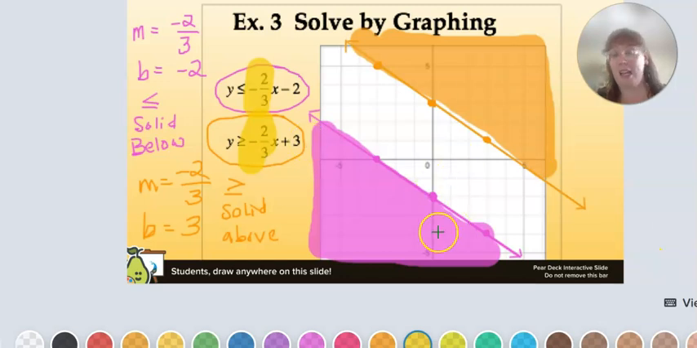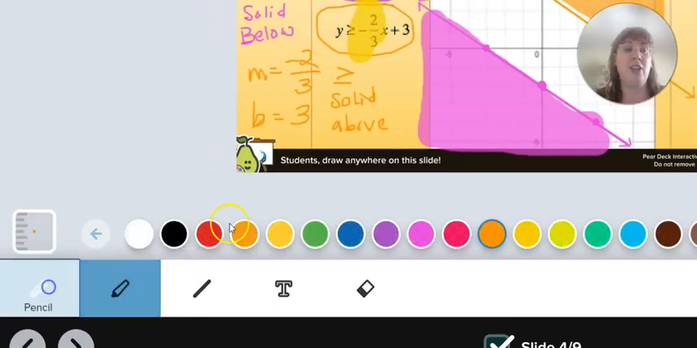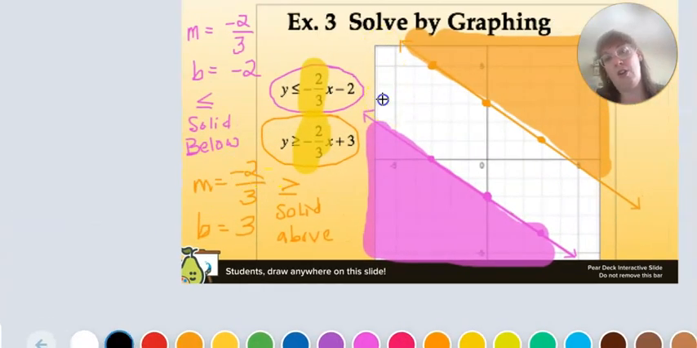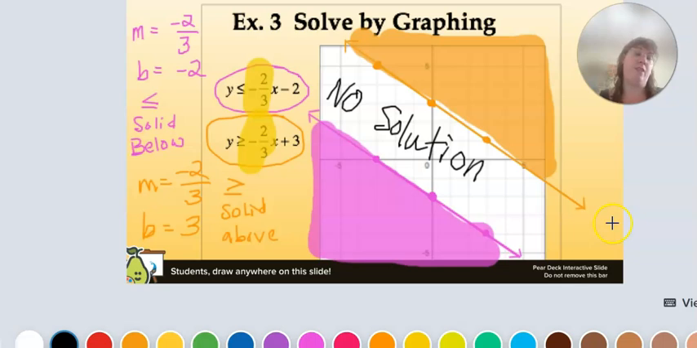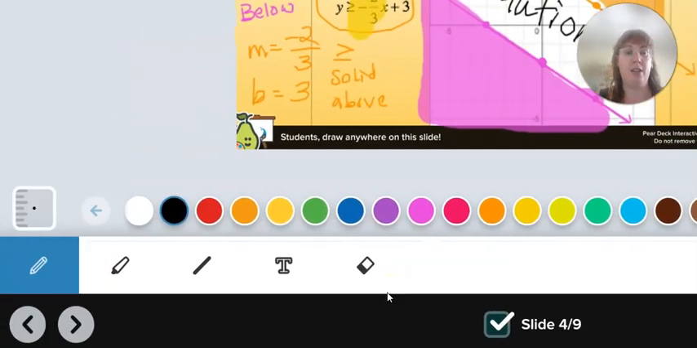So these shaded areas, because one is below and one is above, there's actually no solution. So this is an example of what can happen or what it looks like when we have no solution. I think we have one more graphing practice that we're going to do like this in the Pear Deck. So when you're ready, when you have this all graphed on your end, push ahead to slide 5.